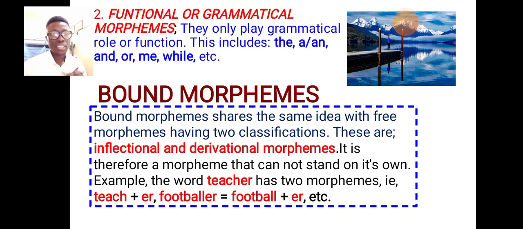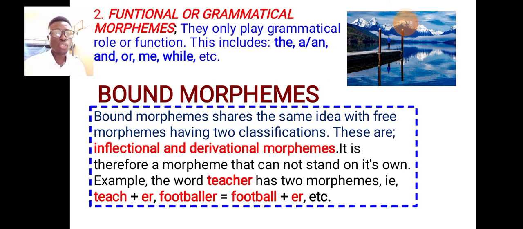So without further ado, let's hit on the second type of morpheme we have. We are saying that the second type of morpheme is the bound morpheme. The bound morpheme shares the same idea with the free morpheme of having two classifications. That is, they are inflectional morphemes and derivational morphemes. Now, let me take the meaning of bound morphemes, and then we'll go on to learn what is meant by inflectional morphemes and derivational morphemes.